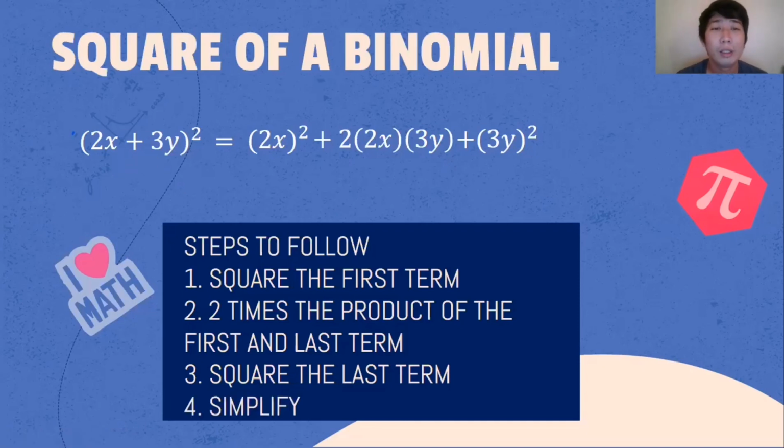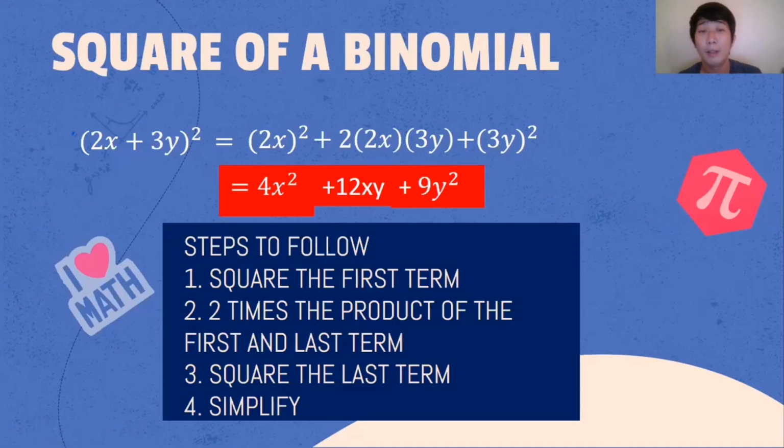What is the square of 2x? That could be 4x squared. What is 2 times 2x plus 3y? 2 times 2, that's 4, times 3, that's 12, then xy. As simple as that. Next, square the last term. That is 3 times 3, 9, y squared. That could be our final answer. Very easy. Just simply follow the steps.